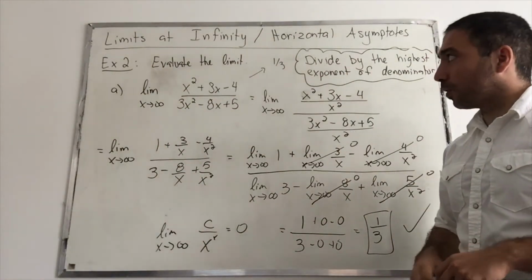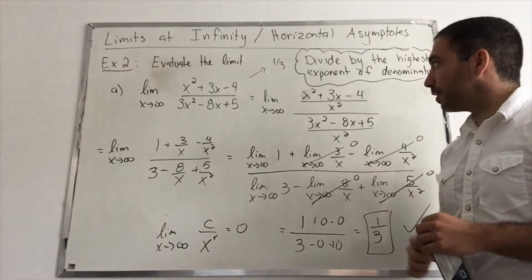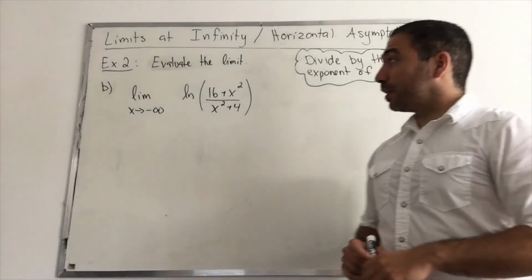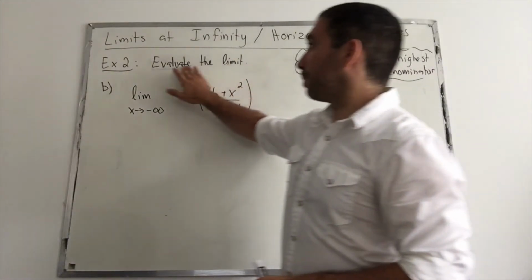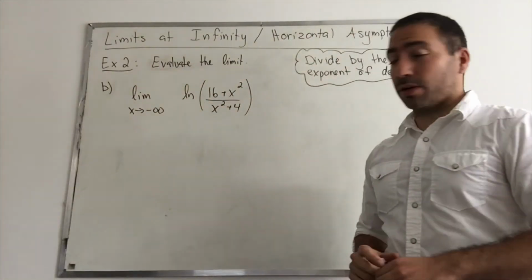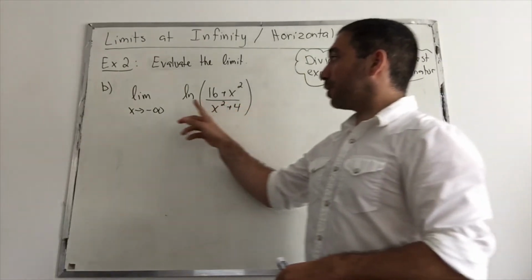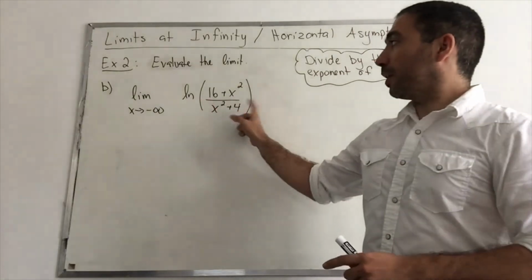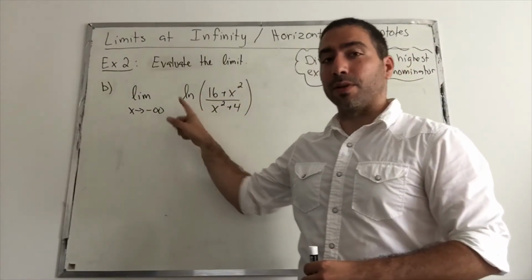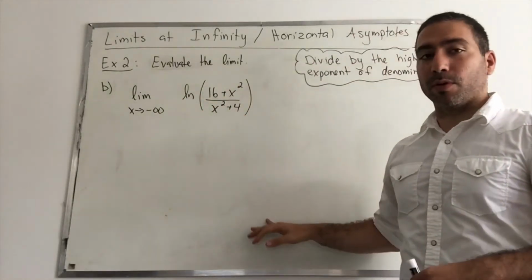Okay, so I hope this helped. Let's keep practicing and look at different examples. So in this example here, we have a small curveball that's thrown at us. Again, I urge you guys to try it on your own. So the first thing you have to catch is that the limit is x as it approaches negative infinity. And the other thing is that we have ln sitting in front. So we no longer have a polynomial divided by a polynomial.